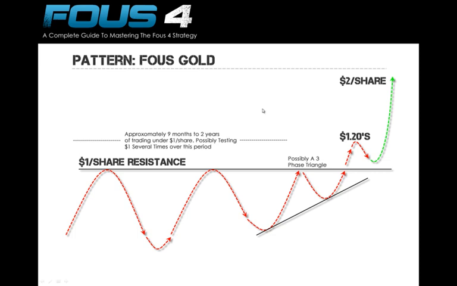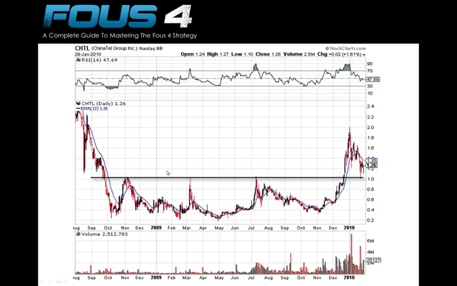Okay, so now let's take a look at some actual real examples of the gold pattern. Here we have CHTL. This was an OTC BB stock. So you can see here we have about a year and a half or so of this stock trading below $1 per share, and it kept going up to $1 per share once, twice, then three times. So now we have this long-term resistance formed at $1 per share.